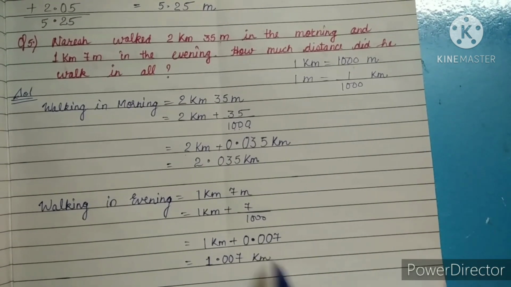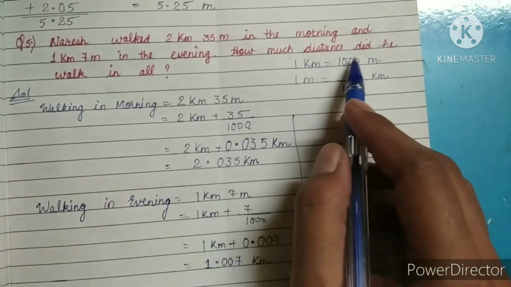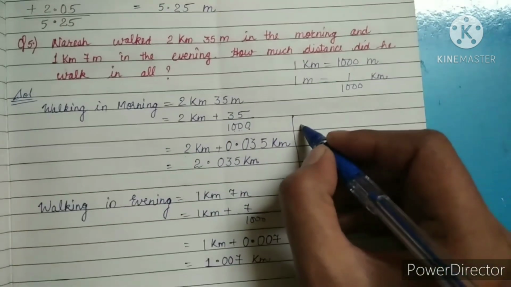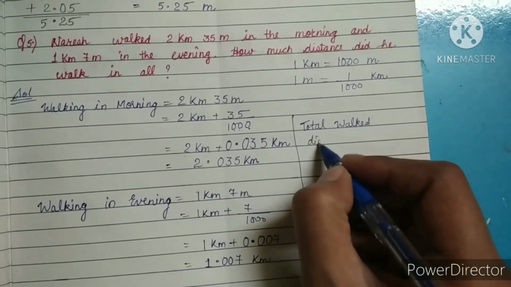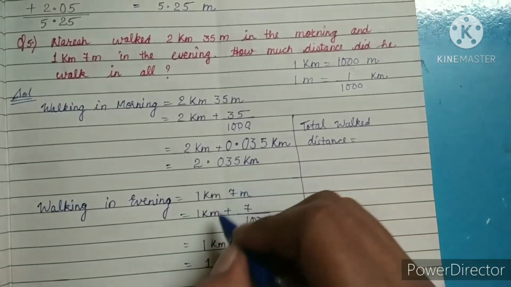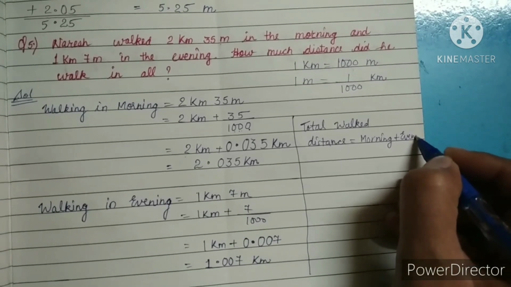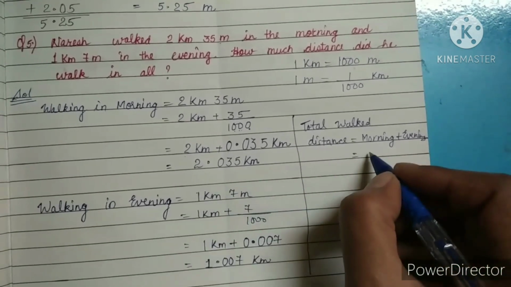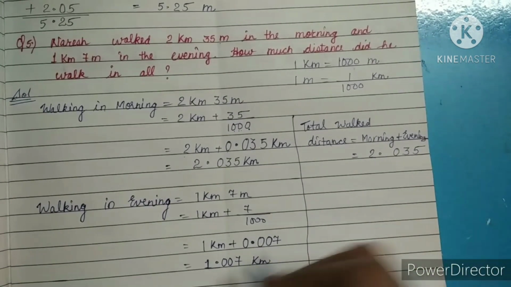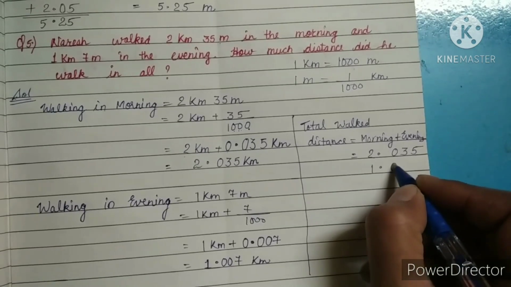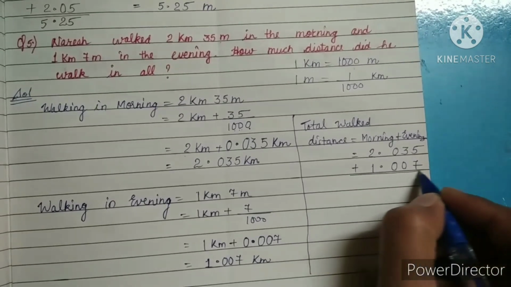Now we will add them, so it will become 1.007 kilometer. The last question is asking how much distance did he walk in all. So total walked distance is morning plus evening. Morning distance is 2.035, evening distance is 1.007. What we have to do? We have to add them.